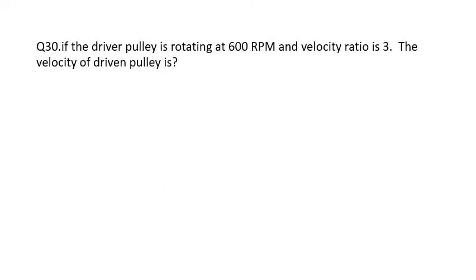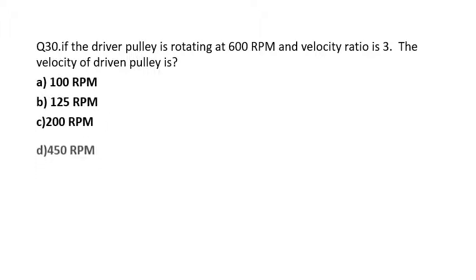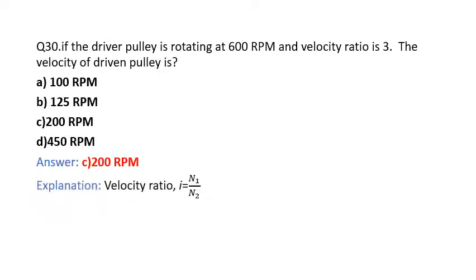Question number 30. If the driver pulley is rotating at 600 rpm and the velocity ratio is 3, the velocity of the driven pulley is A 100 rpm, B 125 rpm, C 200 rpm, D 450 rpm, and the answer is 200 rpm. How? The equation itself will give you I is equal to n1 by n2, where n1 is the velocity of the driver and n2 is the velocity of the driven pulley. n2 is given by n1 by I, nothing but 600 by 3, you get 200 rpm.